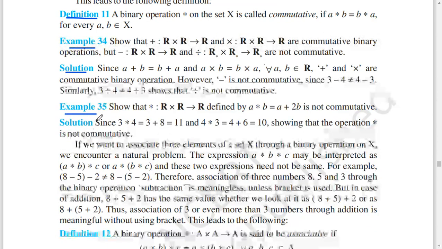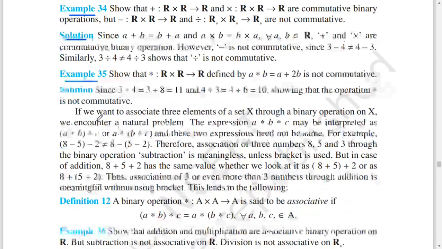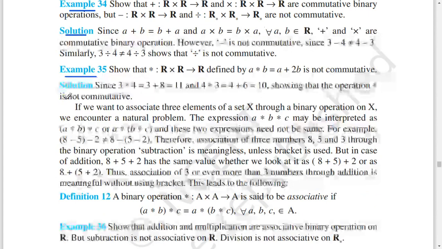Example 35. Show that * : R × R → R defined as a * b = a + 2b is not commutative. Solution: since 3 * 4 = 3 + 8 = 11 and 4 * 3 = 4 + 6 = 10, showing that the operation * is not commutative.